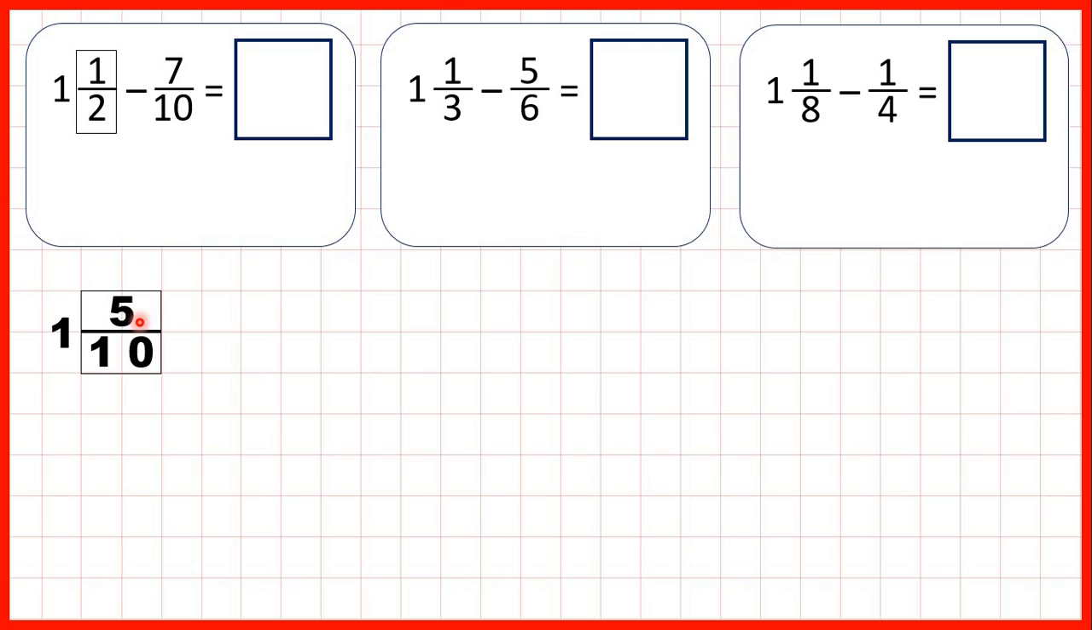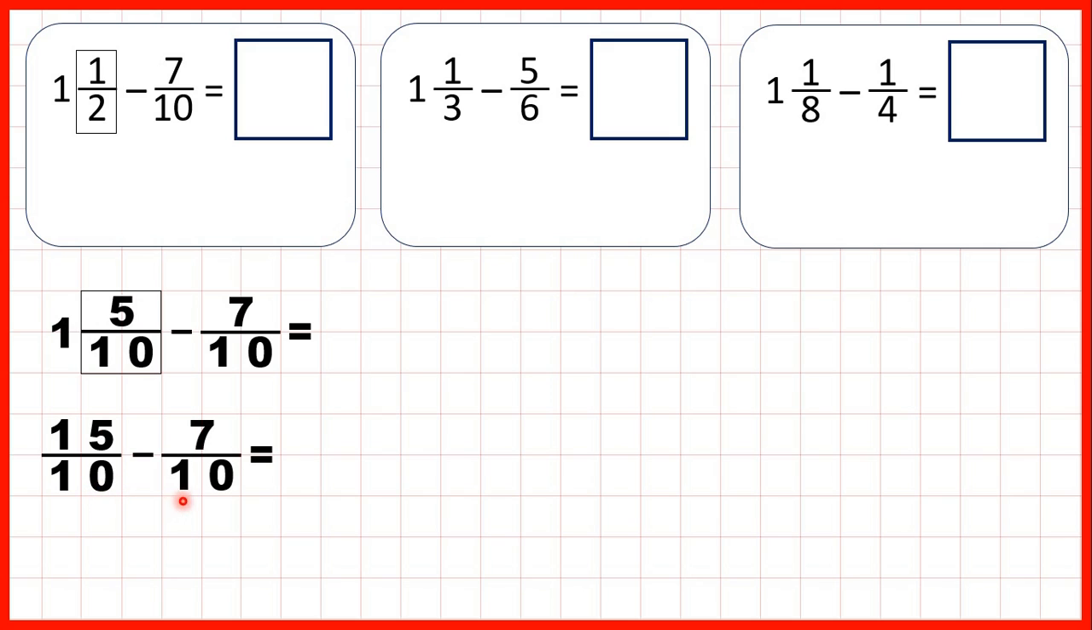That's equivalent because we use multiplication to find equivalent fractions. 2 times 5 is 10. What we do to the denominator, we do to the numerator as well, and 1 times 5 is 5. But we need to subtract 7/10, and we only have 5/10 in our mixed number. So we need to change this mixed number to an improper fraction. That's 15/10, because 1 times 10 is 10, plus 5 is 15, and the denominator stays the same.